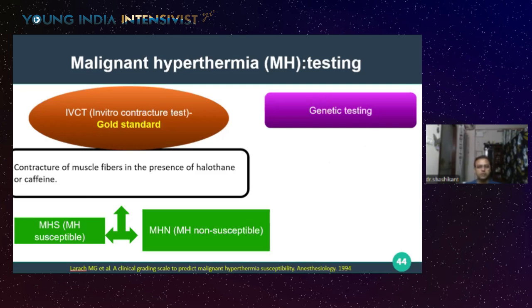But here, if I am taking a biopsy of a skeletal muscle and exposing it to halothane or caffeine, and there is a positive contracture test, that means this patient or individual is likely to have malignant hyperthermia, and the patient will definitely develop MH if exposed to the triggering agents. So that is why the gold standard is IVCT, not the genetic testing.